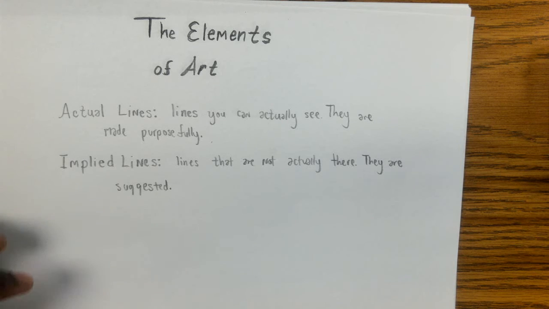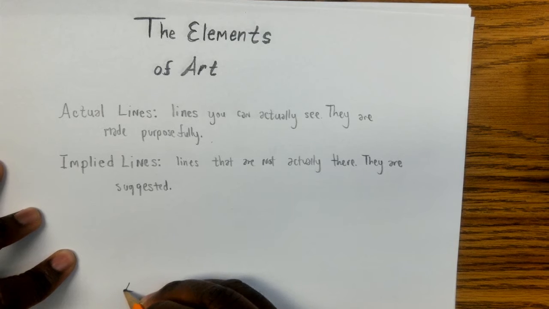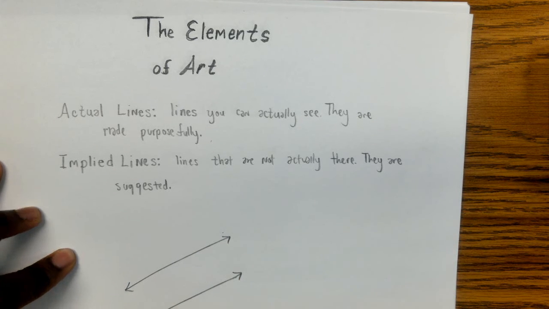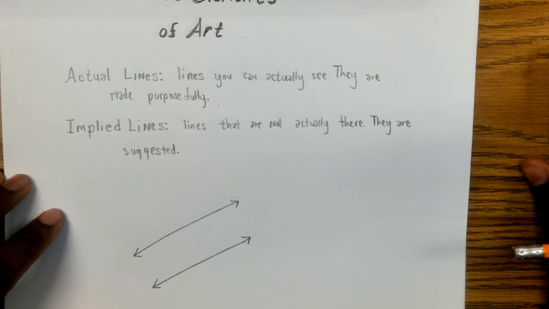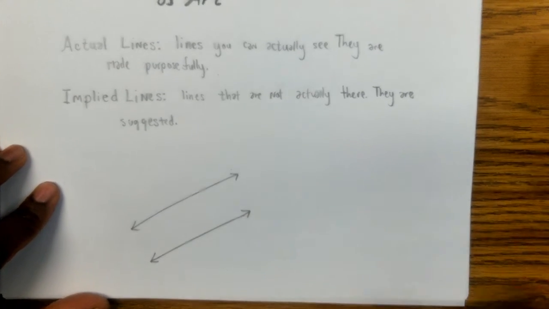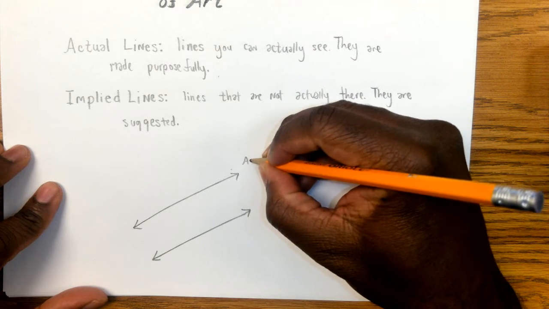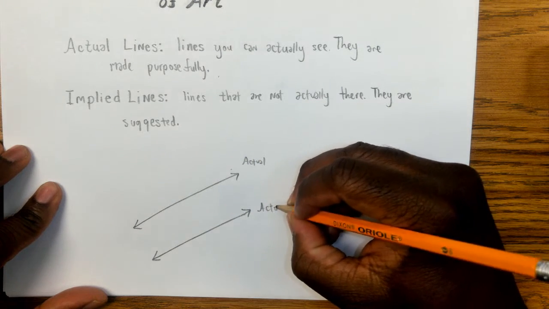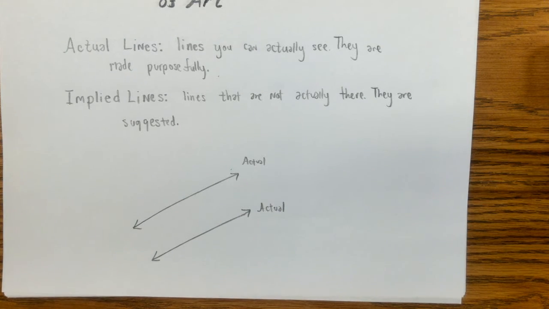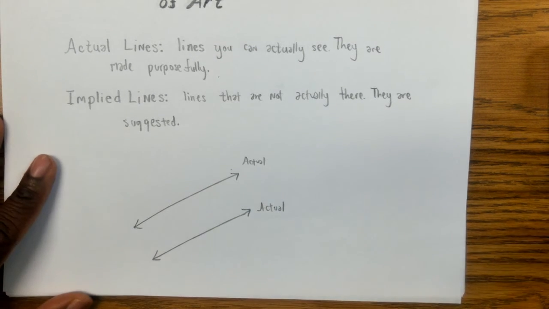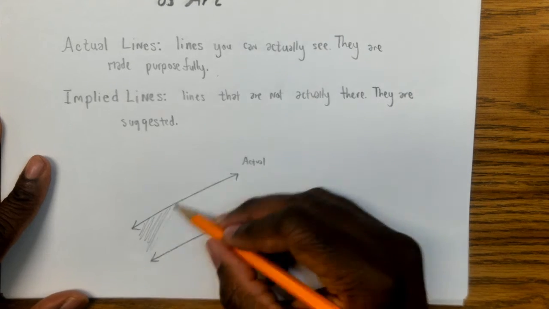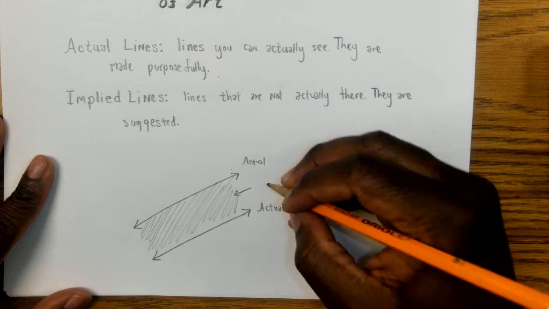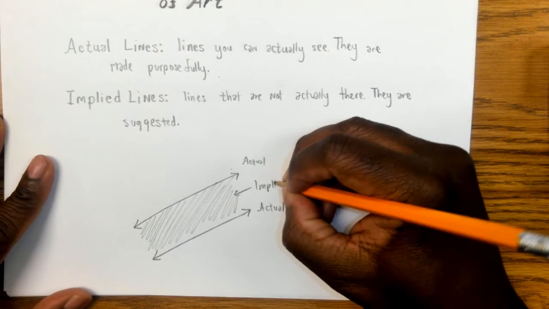So art-wise, that's like going, here's some arrows. These would be actual. But a nice broad line that is between them, the distance, that is implied.